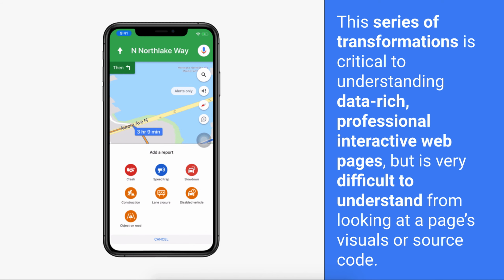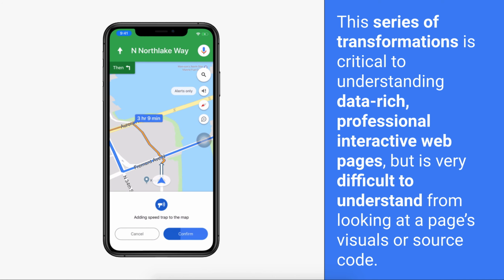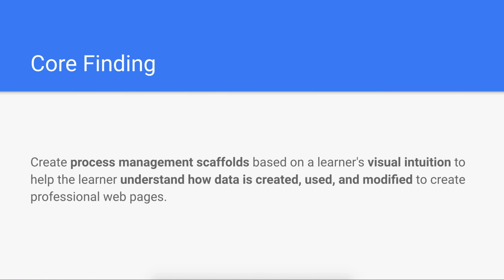So, what do intermediate developers need that they don't already have to understand these particularly challenging web concepts? Our core finding is that we need to create process management scaffolds based on a learner's visual intuition to help the learner understand how data is created, used, and modified to create professional web pages. This quarter, we honed in on this language to describe the value of scaffolded exercises, and completed the implementation of source code breakdown into process-managed exercises to support this core finding.